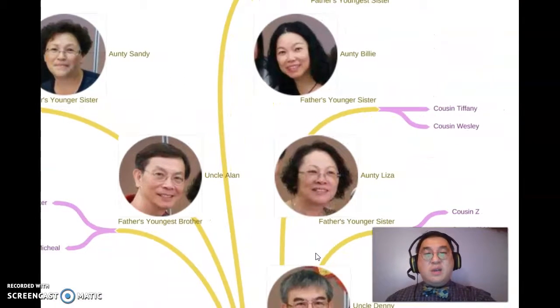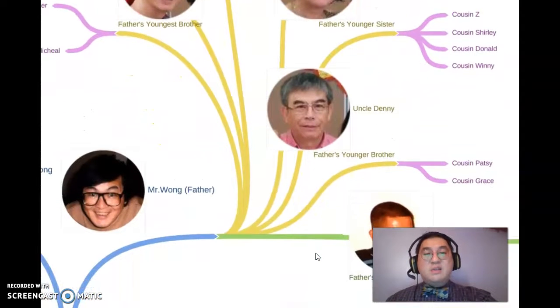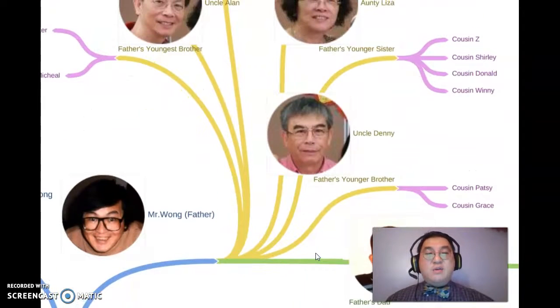And then as you can see, I made little purple lines. Those are my cousins, and my cousins are now old enough. They have their own families and they have their own children. So technically, these purple lines go further and further. I haven't even included husbands, wives.